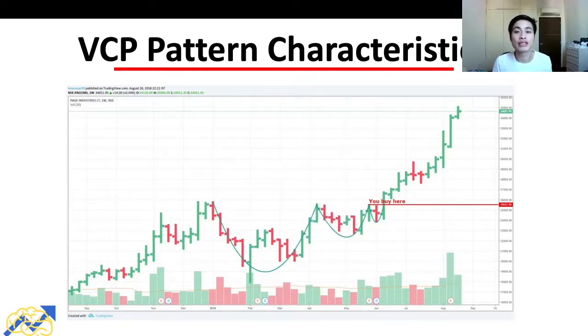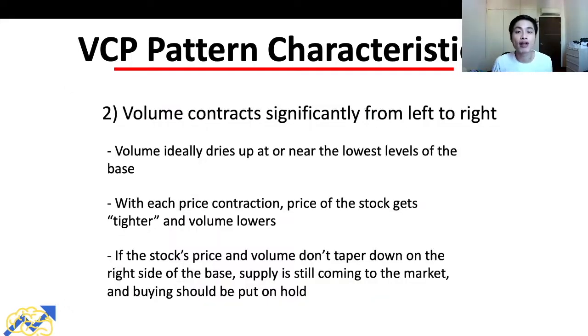We want to see price volatility contracting from the left side of the base to the right side of the base. The second volatility contraction pattern characteristic is that we want to see volume contract significantly from the left side to the right side. So at the left side of the base, volume is relatively higher than at the right side of the base. And we ideally want to see volume dry up at or near the lowest levels of the base. And with each price contraction, the price of the stock gets tighter and the volume lowers.